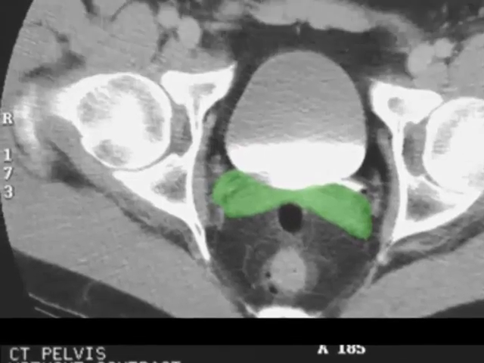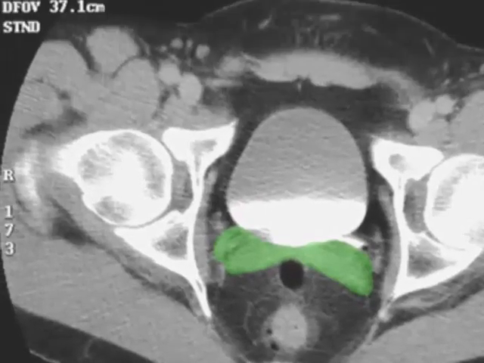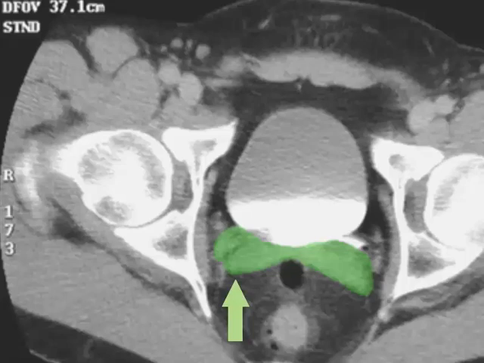We have the seminal vesicles. These are paired glands consisting of coiled tubes that form pouches. Now, they're located lateral to the vas deferens. They're also postero-inferior to the bladder, and they are superior to the prostate. They function to produce part of the seminal fluid before ejaculation.